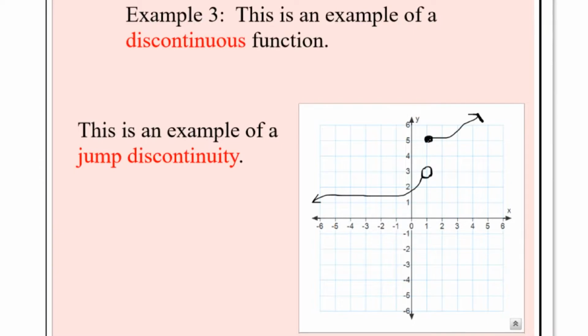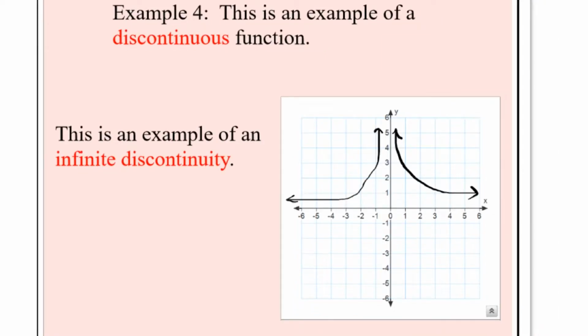Okay, here's another example of a discontinuous function. This is an example of a jump discontinuity. I think you can figure out why they're calling it a jump discontinuity. You can see there's a gap there, and because there's a gap right here, it's almost like the curve's going and then jumps to the next part of the curve. That's why it's called a jump discontinuity.